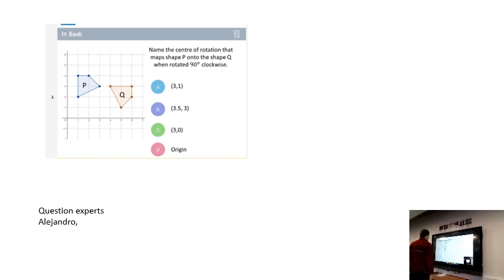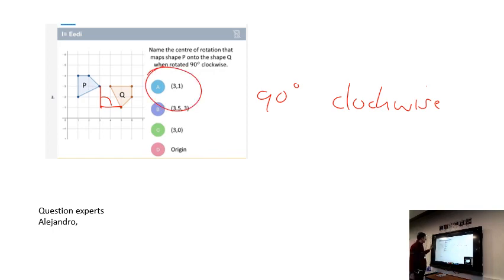Okay, so let's have a go at this question. Name the center of rotation that maps P onto Q when rotated 90 degrees. With this question, you can just take a look at various points. So here, if I look at 3, 1. Okay, 3, 1. Draw a line from that point, and draw a line to the image. Okay, so what's the angle? This angle here is 90 degrees, and it's also been travelling clockwise. So in fact, our answer is 3, 1. So our answer is A, 3, 1. So 90 degrees clockwise around point 3, 1.